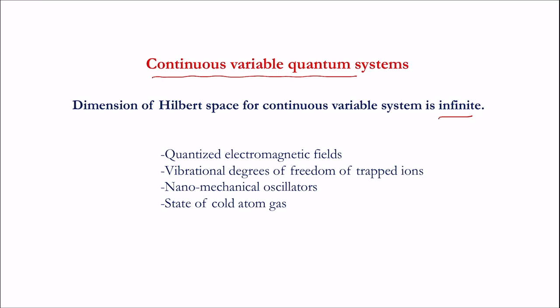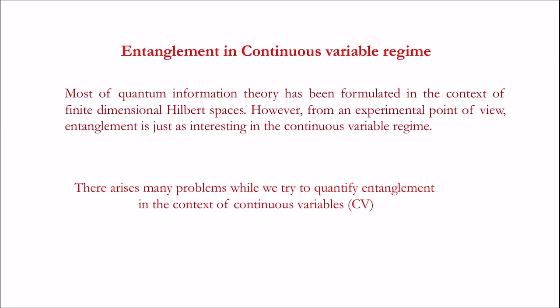When quantized, electromagnetic fields act like a collection of infinite independent harmonic oscillators having amplitude and phase quadratures as its variables. Then we have vibrational degrees of freedom of trapped ions. Trapped ion is one of the prominent candidates for quantum computer. Then we have nanomechanical oscillators, then state of cold atom gas, and so on.